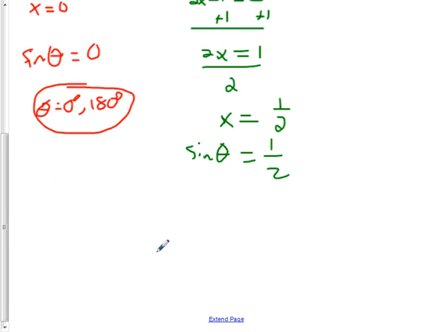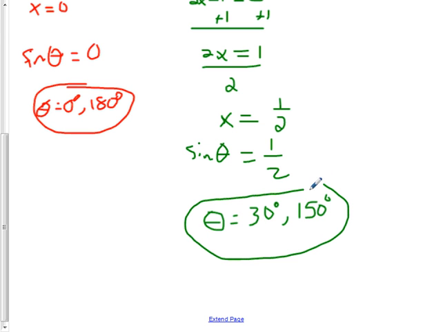And you should probably recognize that from the unit circle. So sine equals 1/2 at 30 degrees and 150. And once again, if you're not sure where those are coming from, on the unit circle you would be looking at your y coordinates in the two quadrants where sine is positive, which is quadrants 1 and 2.